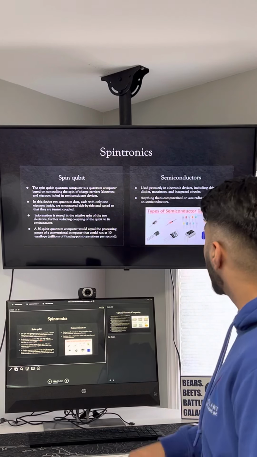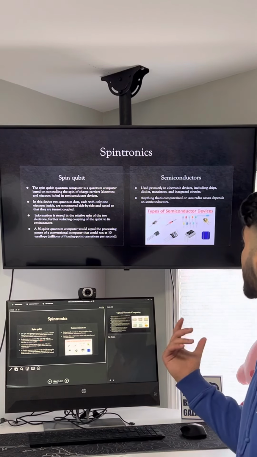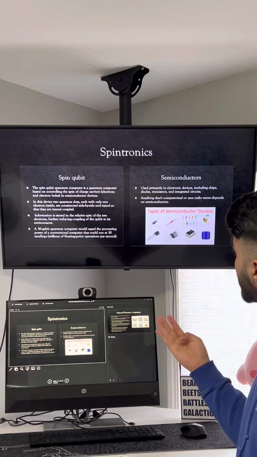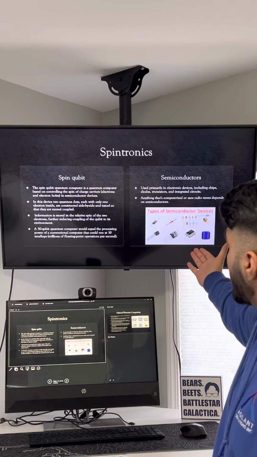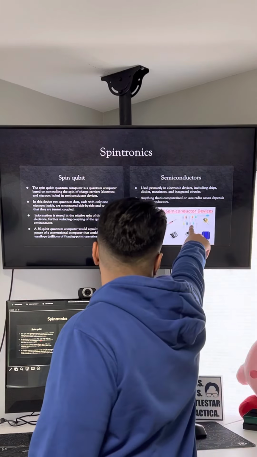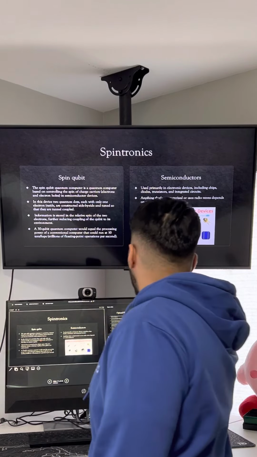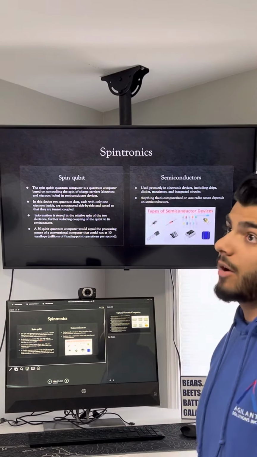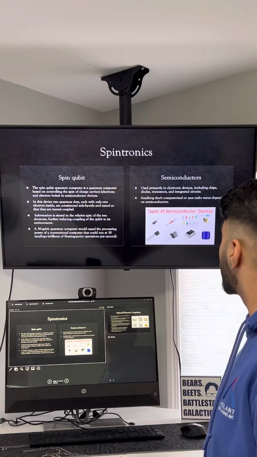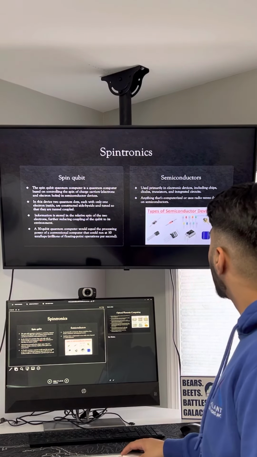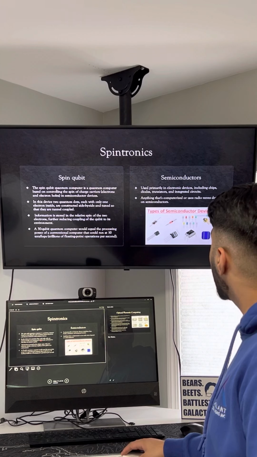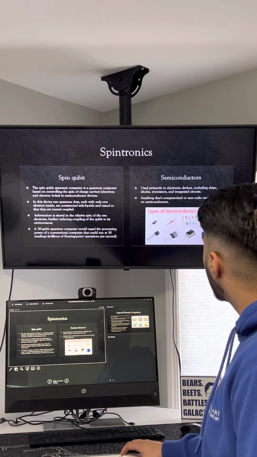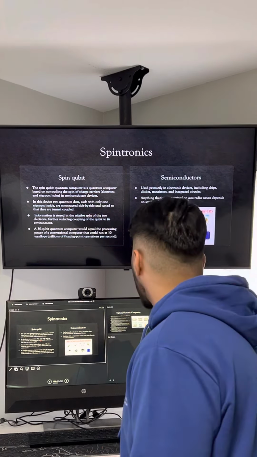Semiconductors are used primarily in electronic devices, including chips, diodes, transistors, and integrated circuits. I do have a list of them as well. So they can also be LEDs. These are a bunch of transistors that we use in certain devices, or in our next generation computing devices or theories. Anything that is computerized or uses radio waves depends on the semiconductor.